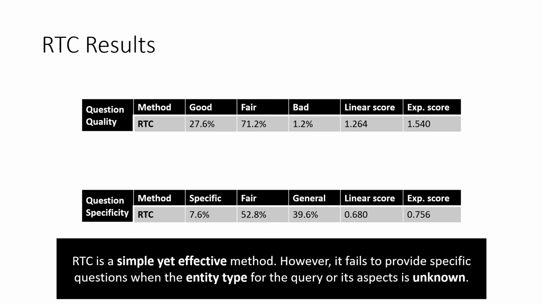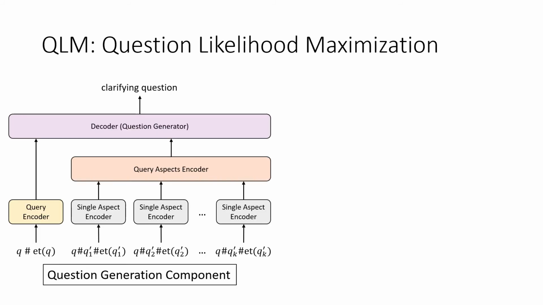So we need to do some generalization. In order to do that, we use a machine learning model called QLM, or Question Likelihood Maximization. This model is similar to the sequence-to-sequence model. We have a query encoder on the left-hand side that takes the query and the entity type of the query if it is available.